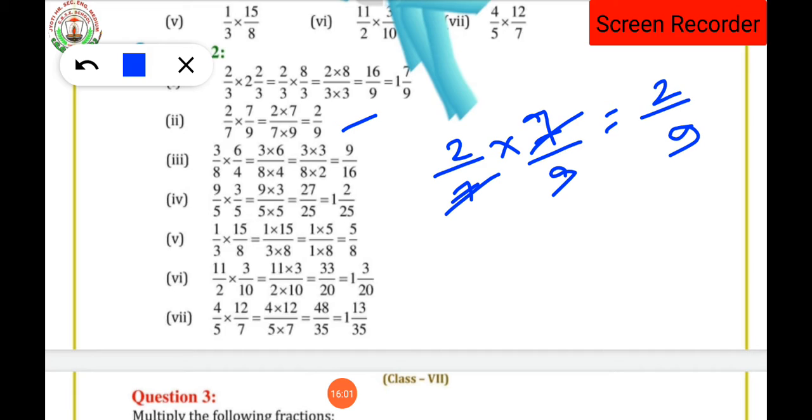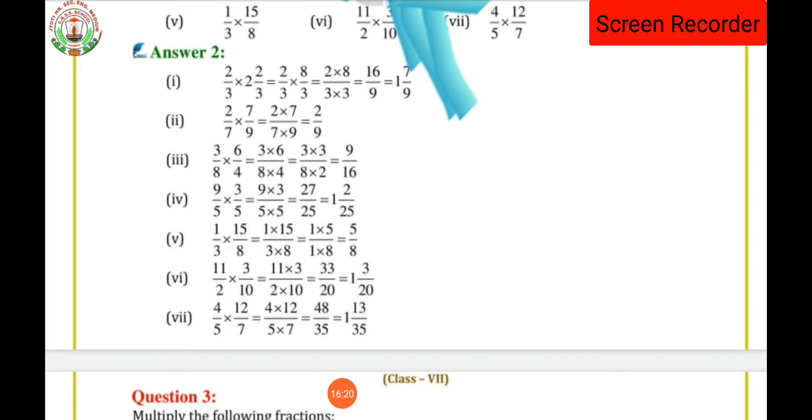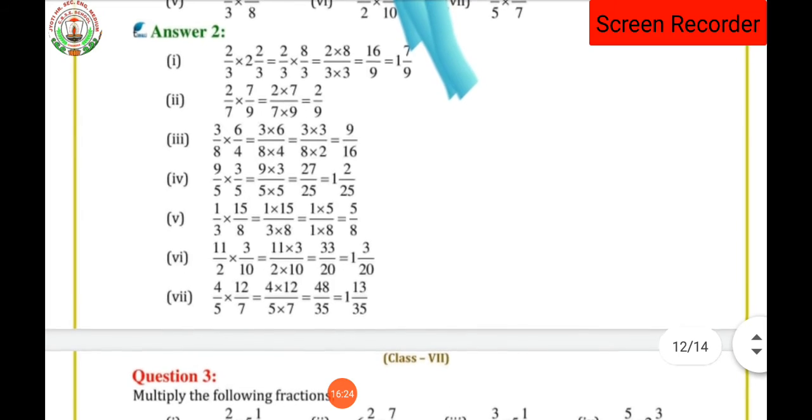Third part is 3 upon 8 into 6 upon 4. So 3 upon 8 into 6 upon 4. So 8 4 times, 3 and 6 are 3 times. So 3 3s are 9 and 4 4s are 16. Clear? So in this way you have to do the rest of the parts. It's a very simple one. It's just a multiplication, nothing more than that.